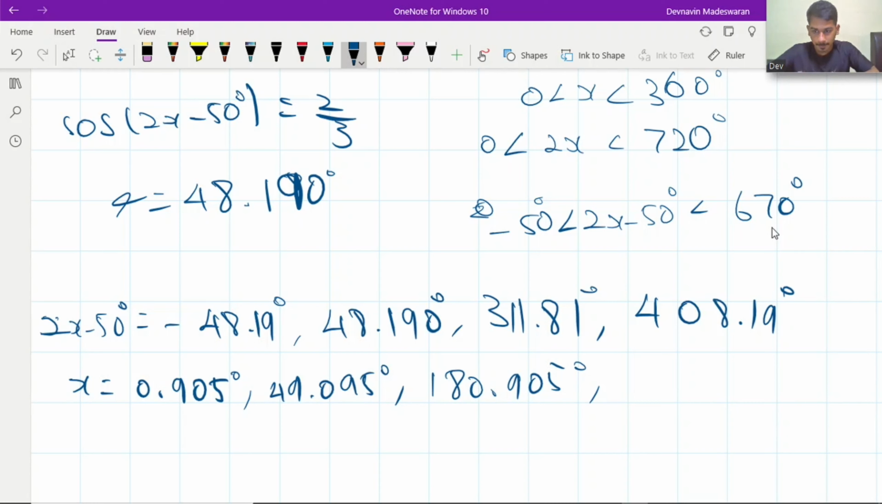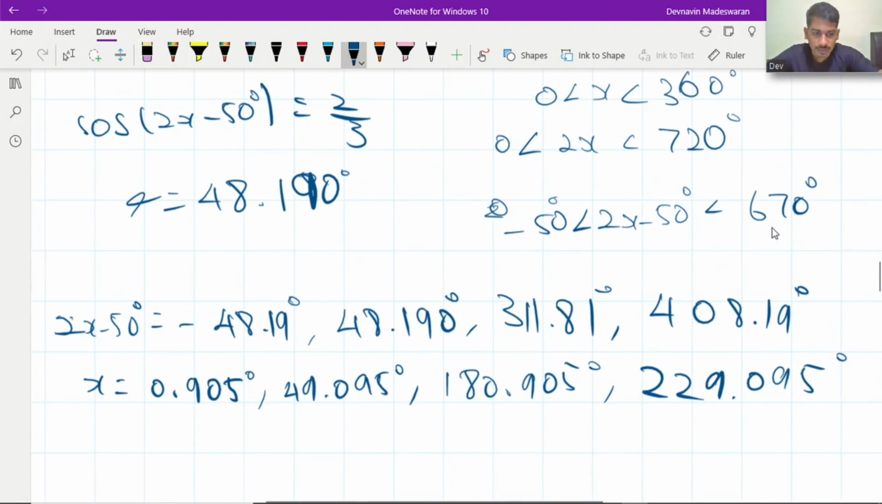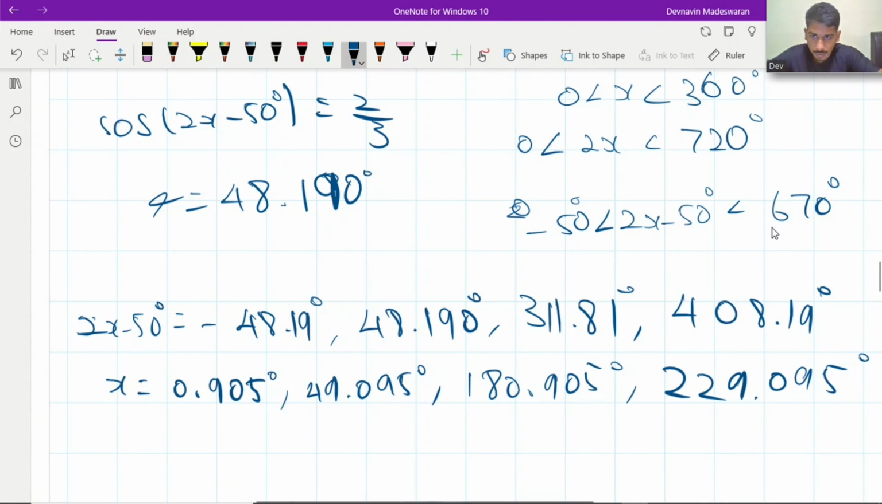408.19 plus 50 divided by 2, 229.095 degrees. Okay, now I'm going to check this one. I write cosine of 40 negative 48.19. That should give me 2/3. Yeah, it does give me 2/3. That's good.